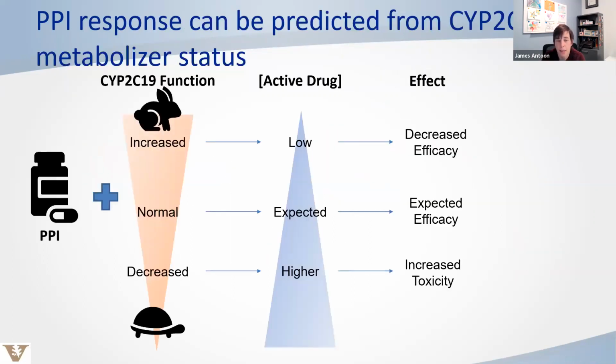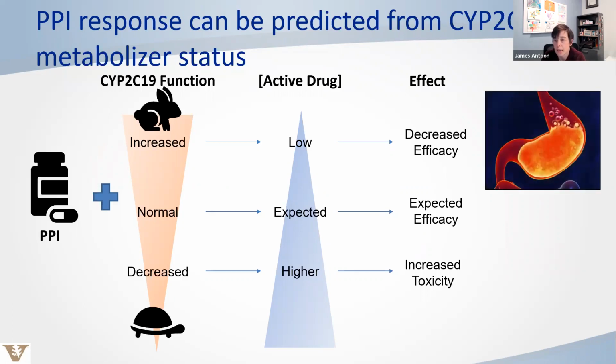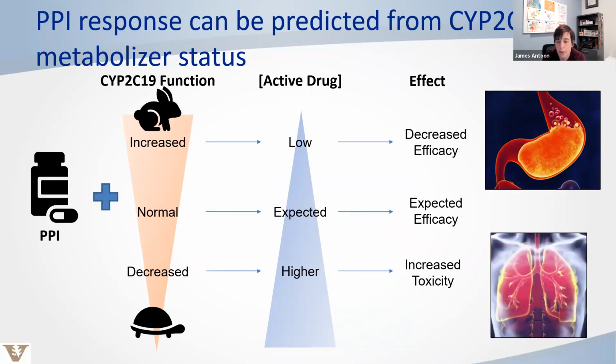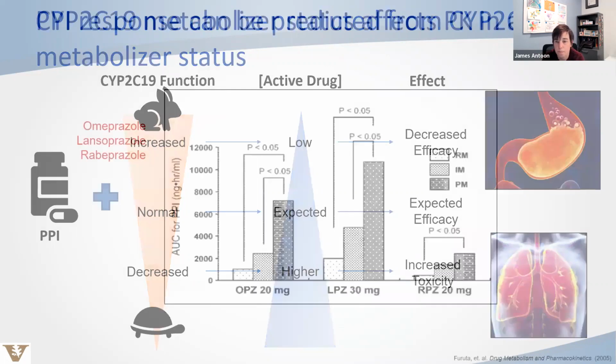So we can imagine what's going to happen if you have a proton pump inhibitor and you have increased CYP2C19 function. You might have low concentrations of the drug and decreased efficacy. And on the other end of the spectrum, if you have decreased CYP2C19 function, you may have high concentrations of the drug and increased toxicity. Next slide. So what do we think about with this? With decreased efficacy, we think, oh, they might still have symptoms, still be generating too much stomach acid. Next slide. And with increased toxicity, one of the things that we worry about with proton pump inhibitors is there may be an increased risk for infection events. Next slide.